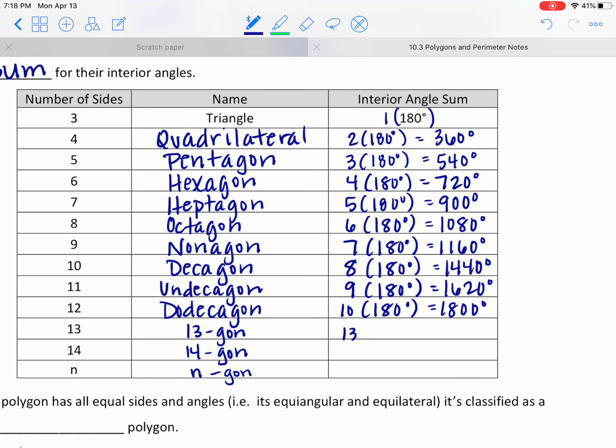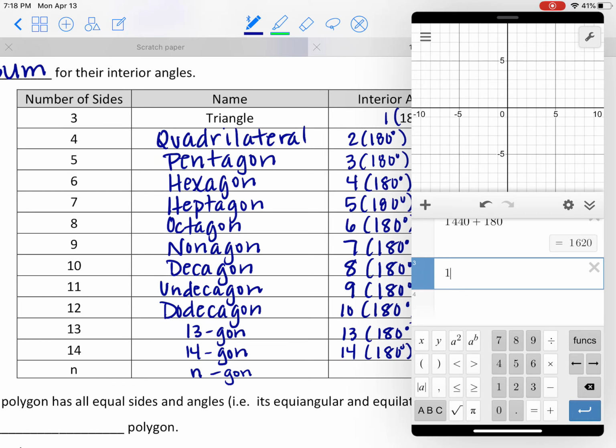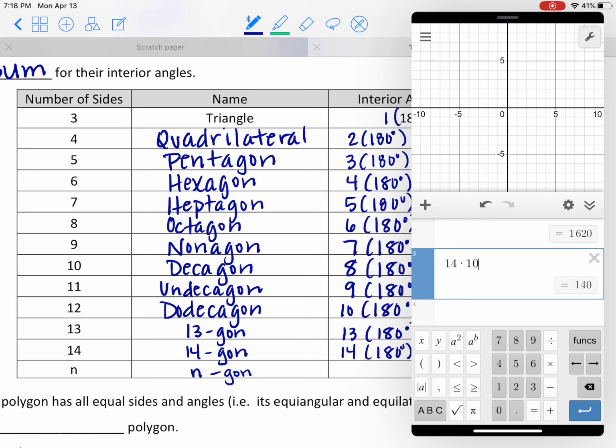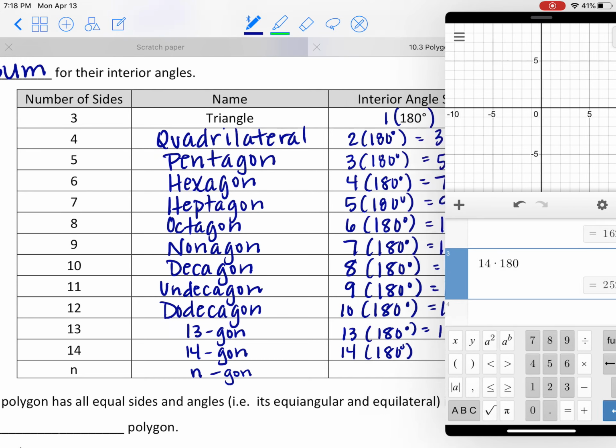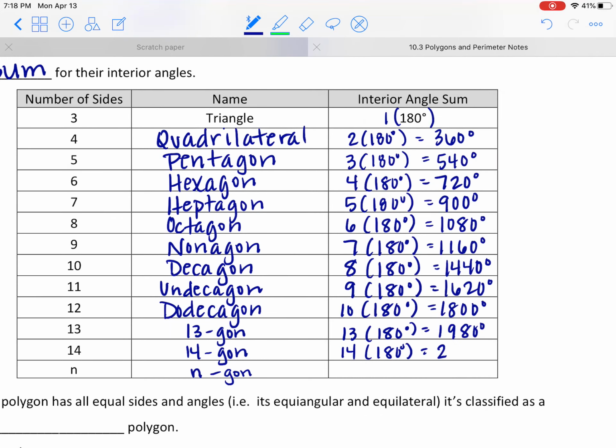Okay, now if it was a 13-gon, we'd have 13 triangles. And then here we'd have 14 triangles. And so this would be 1980 degrees. And then 14 times 180 is 2520 degrees. And then the last one.